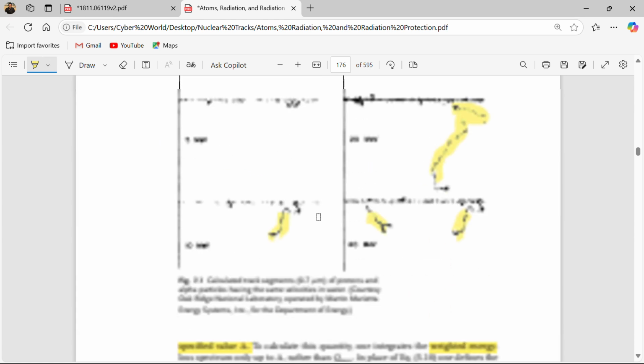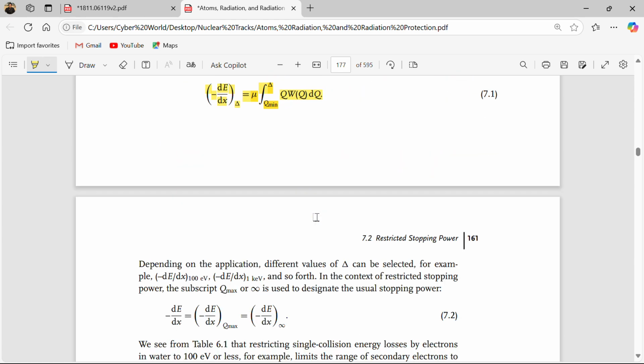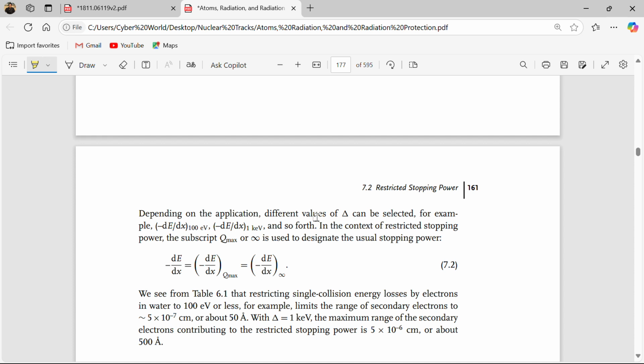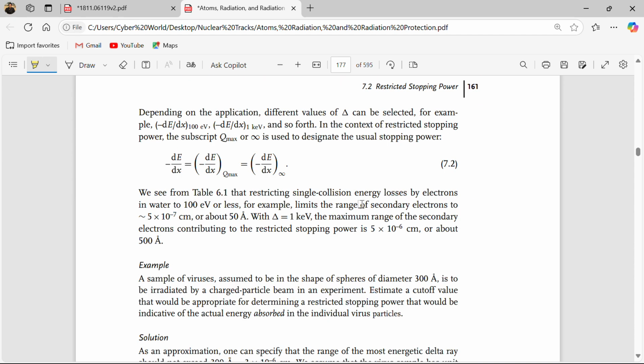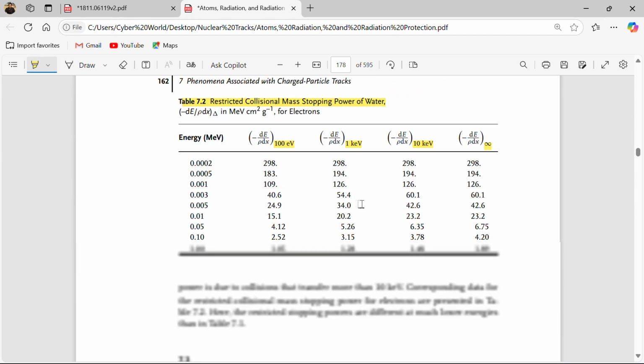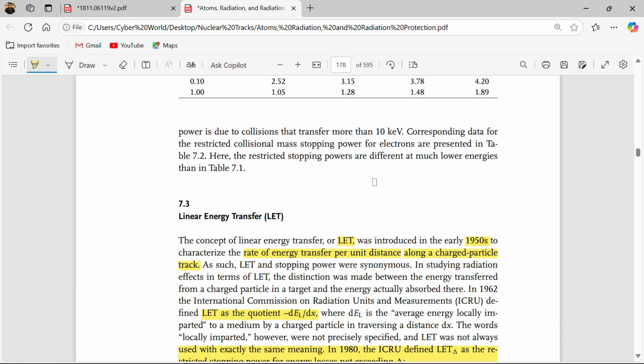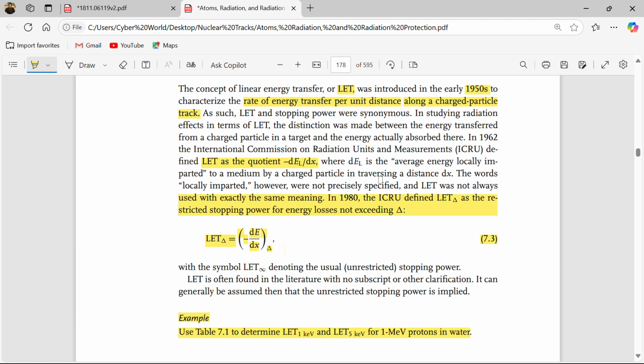Next we moved on to the restricted stopping power, in which we discussed the radiation dose, which is basically the energy absorbed per unit mass by some irradiated material, and we discussed the formula for the restricted stopping power. Then we moved on to LET, the linear energy transfer, and we did a problem related to LET and restricted stopping power.